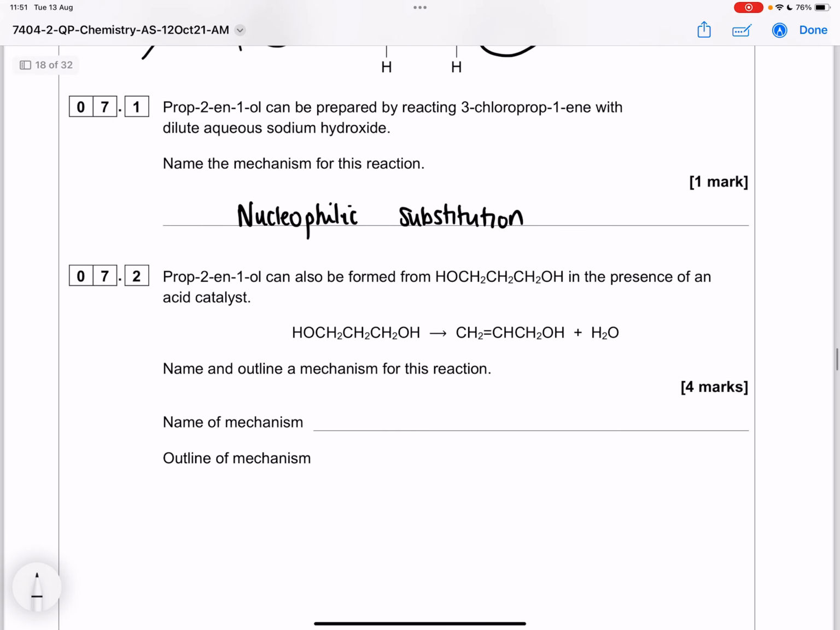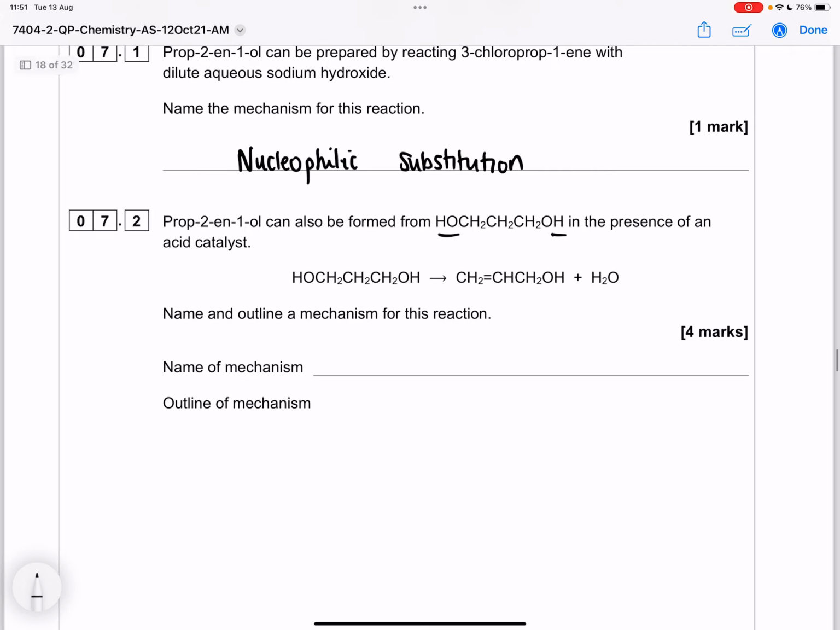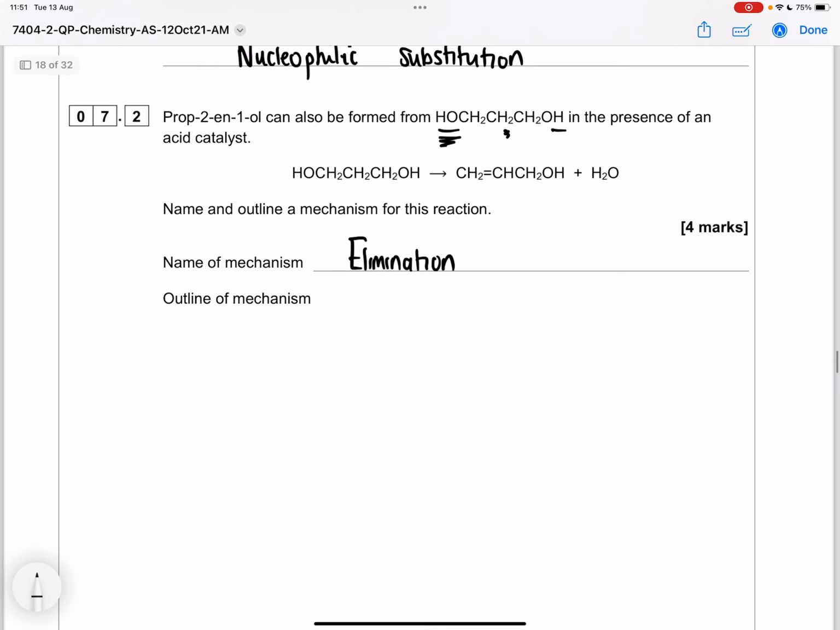Prop-2-ene-1-ol can also be formed from this diol, propan-1,3-diol, in the presence of an acid catalyst. Name and outline this mechanism. Well, we can see that we're losing this OH here, and we're also losing a hydrogen from a neighbouring carbon. So this is an elimination mechanism. We're losing water. And then it says outline that mechanism.